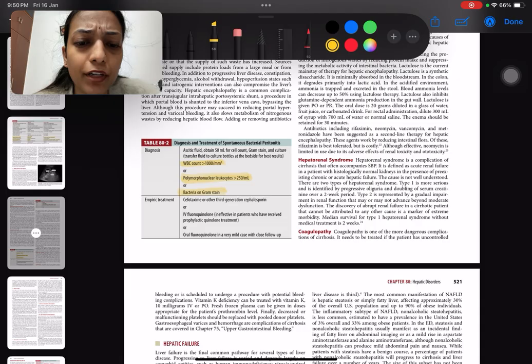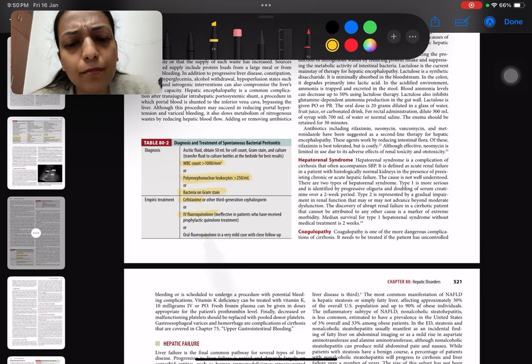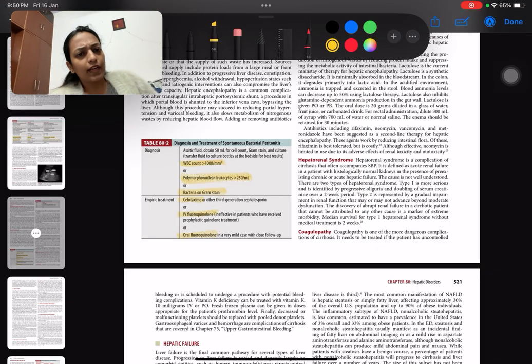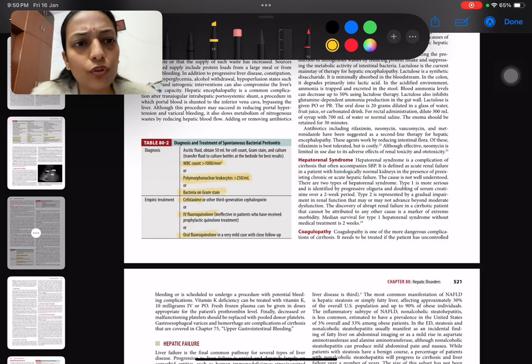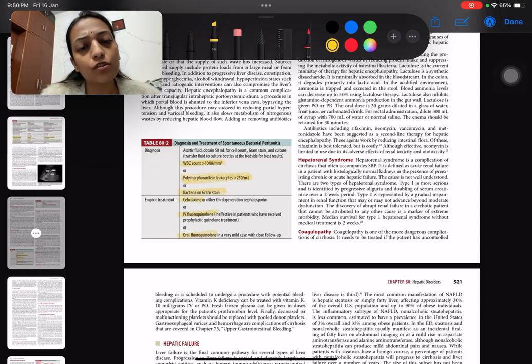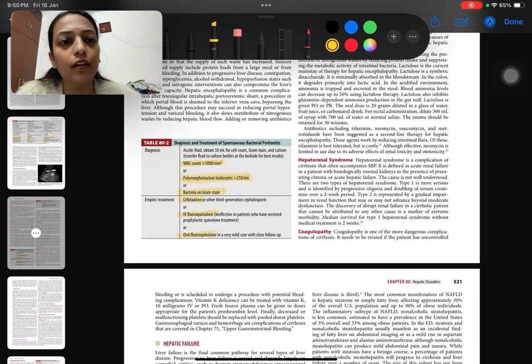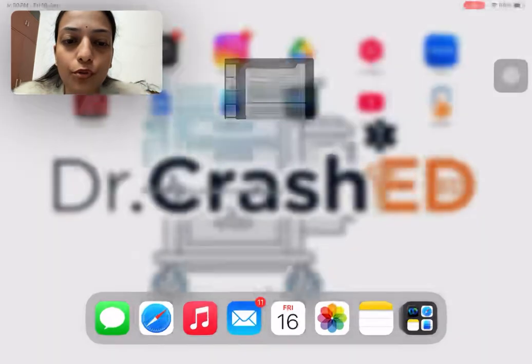What is the empirical treatment? You start with cefotaxime, or you start with IV fluoroquinolone, or if there is a very mild case, then oral fluoroquinolone, right? Any third generation cephalosporin will help, cefotaxime will help, IV fluoroquinolone will help. But if the patient has already received IV fluoroquinolone earlier, then it might not be of very much benefit. So this was about it.